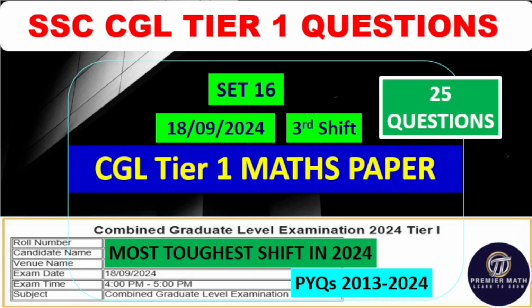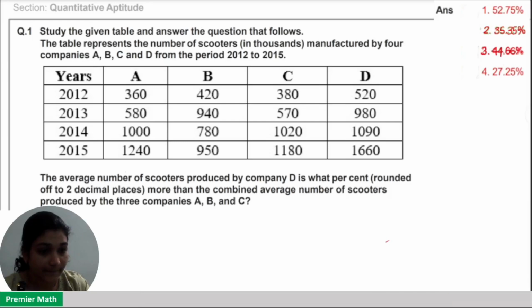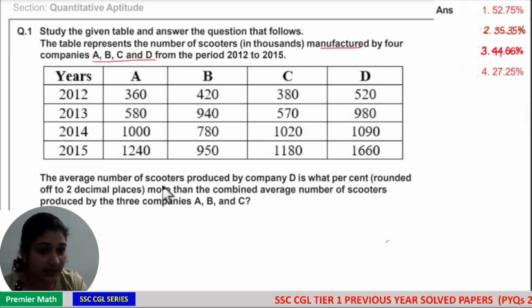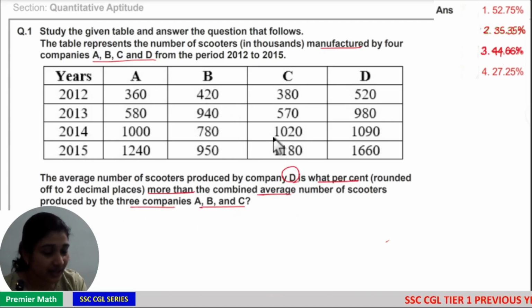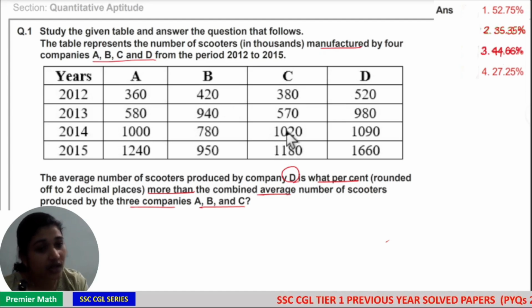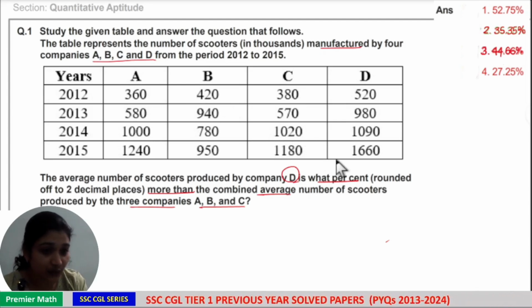Our first question is, the table represents number of scooters manufactured by 4 companies ABCD. Average number of scooters produced by company D is what percentage more than combined average number of scooters produced by 3 companies ABC. So here this question is a little time consuming. So always solve time consuming questions at the end of your exam.